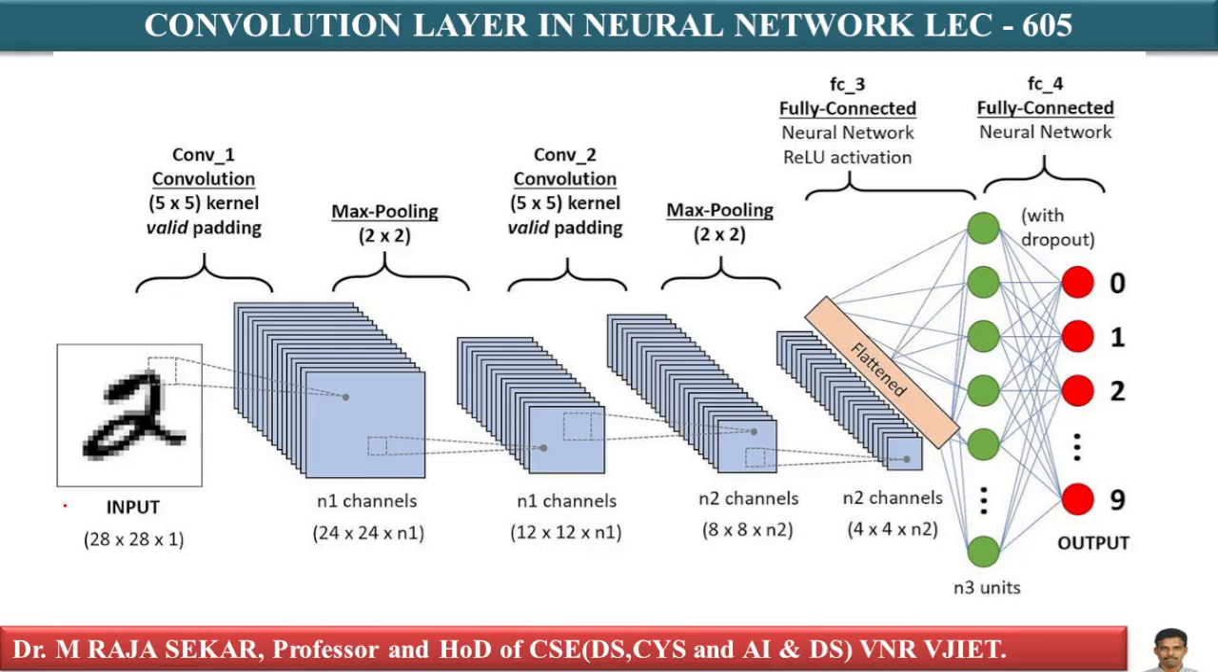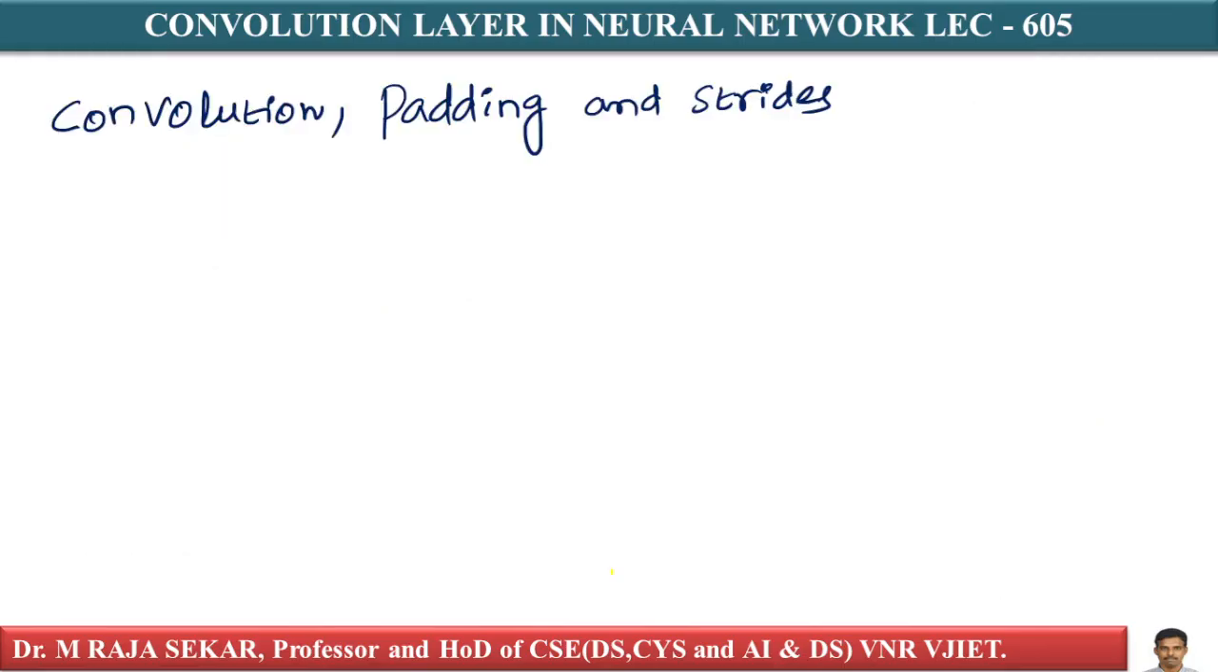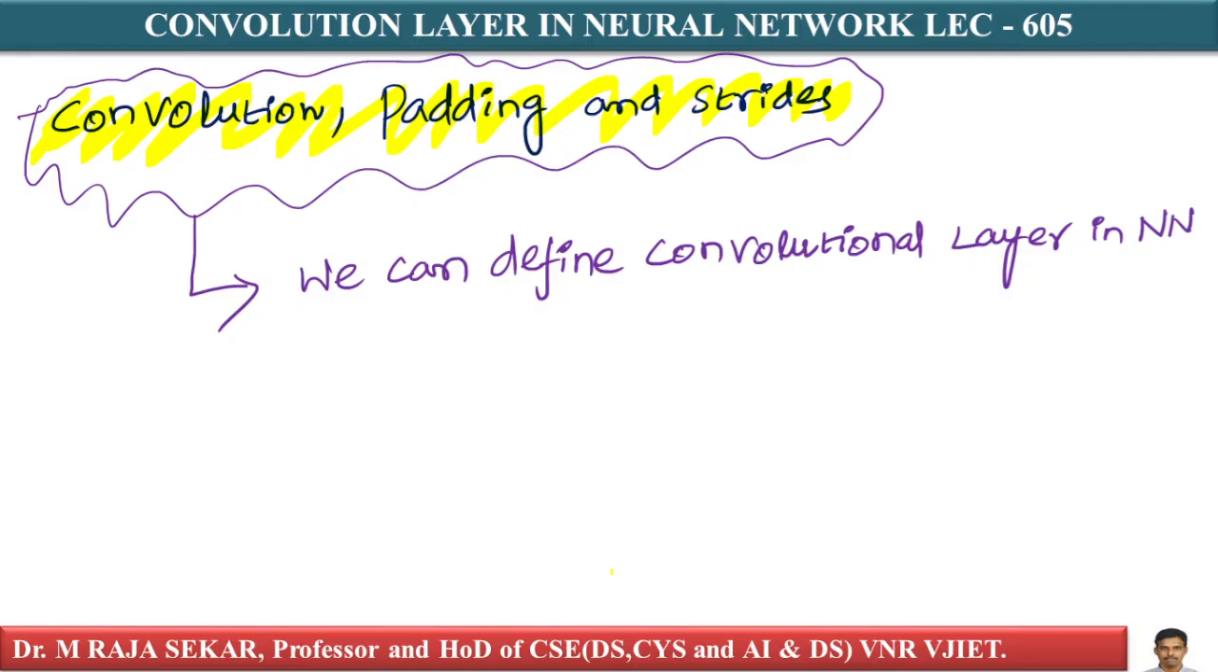In this lecture, we will try to understand the convolutional layer in neural networks. We understand these three operations: convolution, padding, and strides. Given that we understand these three concepts, now we can define how a convolutional layer works in neural networks.